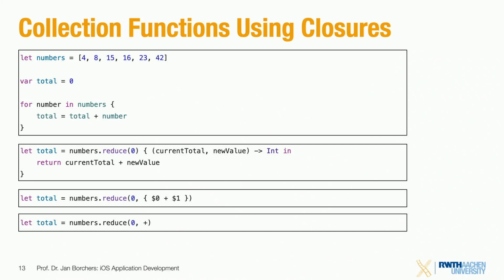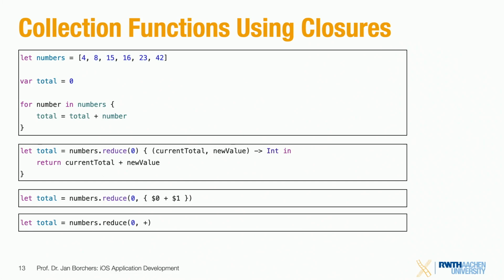In fact, you could actually do better than that because remember, whenever you're passing in a closure, you could also just pass in a function instead, right? A closure is a function. So that is the same. Because $0 plus $1 is code, it's a function. And that function is the same as the plus operator for integer values. And so you could actually write it like this: numbers.reduce with starting value 0 and with the plus operator.